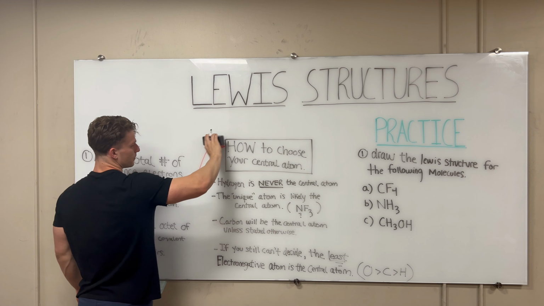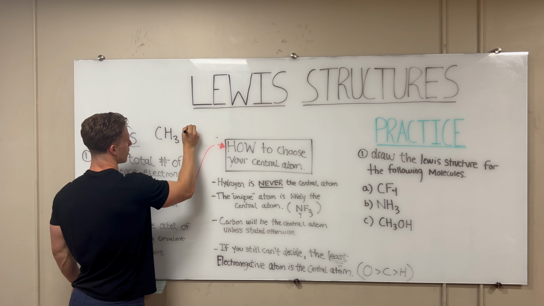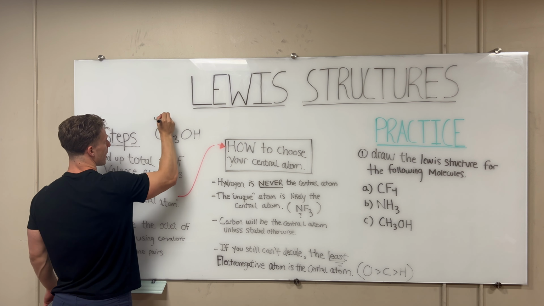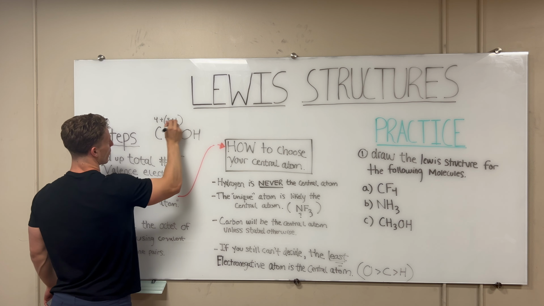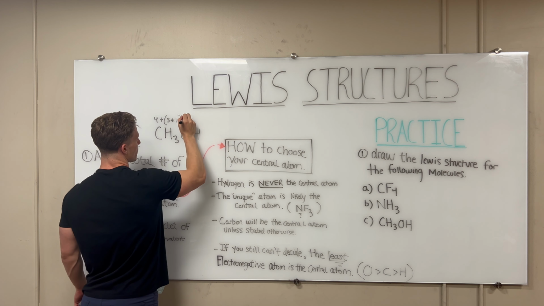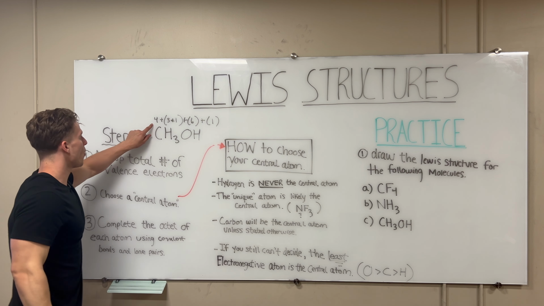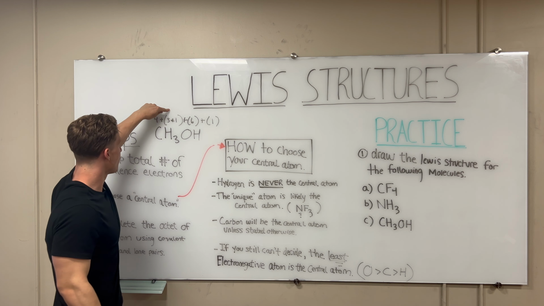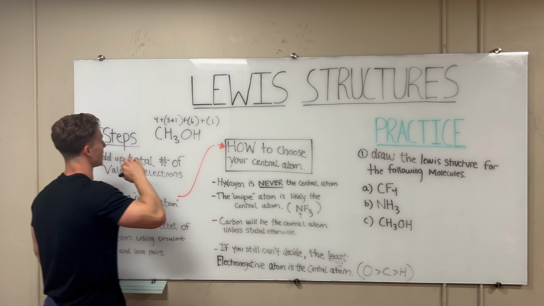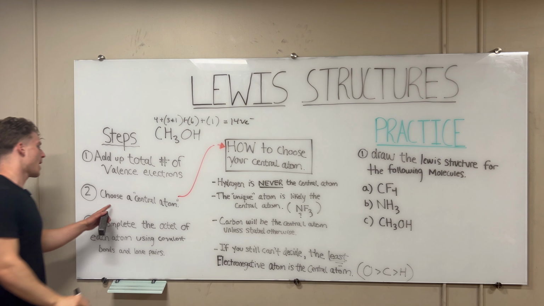So our last example is CH3OH, okay? So the total number of valence electrons here, we have 4 plus 3 times 1, right? 4 for carbon. There's 3 hydrogens. Each one of them has 1 valence electron, plus oxygen, which is 6, plus this last hydrogen of 1. So we've got 4 plus 3 is 7, 7 plus 6 is 13, and 13 plus 1 is 14 valence electrons, okay? So now let's choose a central atom.